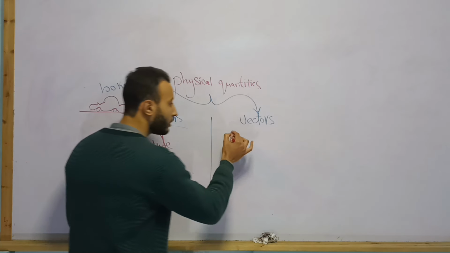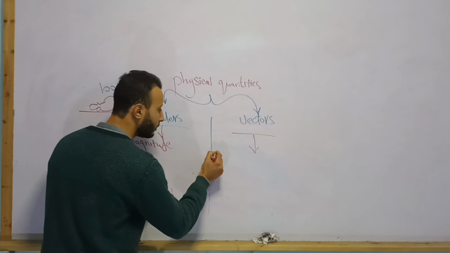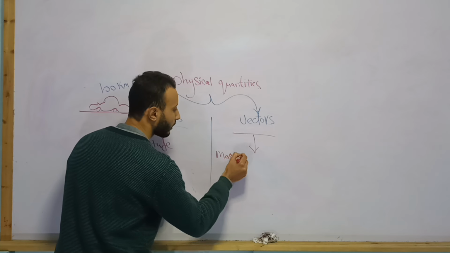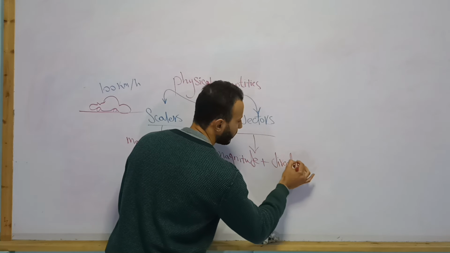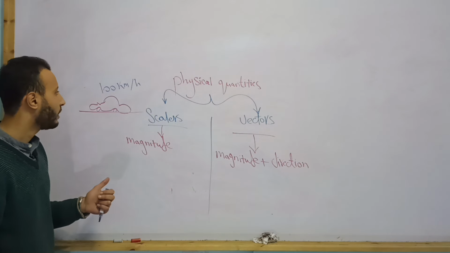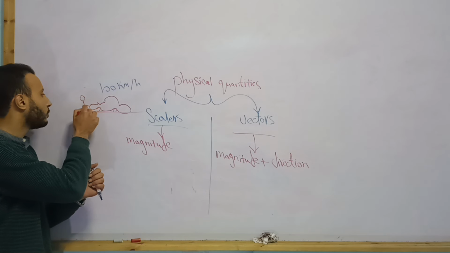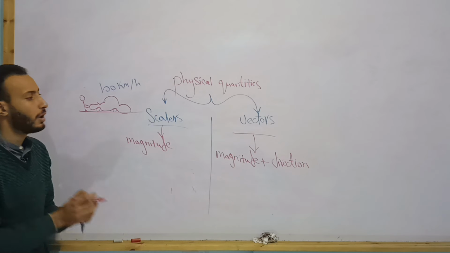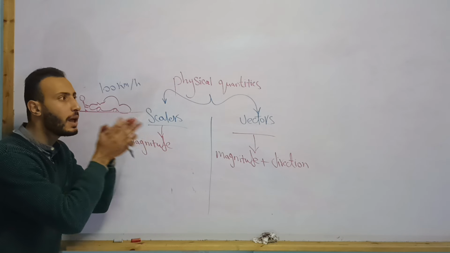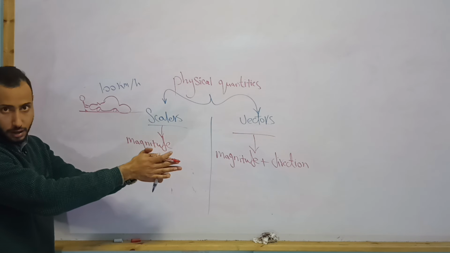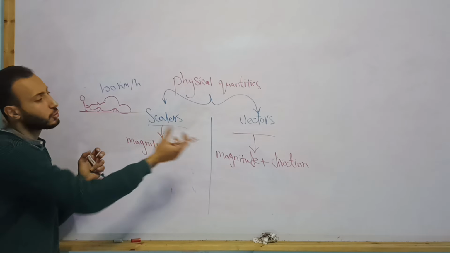But in order to describe any vector quantity, you have to mention two things. Number one, magnitude. And number two, direction. So, like what? Like if you would like to describe the force affecting this car. If there is someone trying to push this car forward like this, pushing, okay? So I'll say this car is affected by a force of 100 Newton in the north or in the east. Right? So here you mentioned the direction. So because of that, the force is a vector quantity.